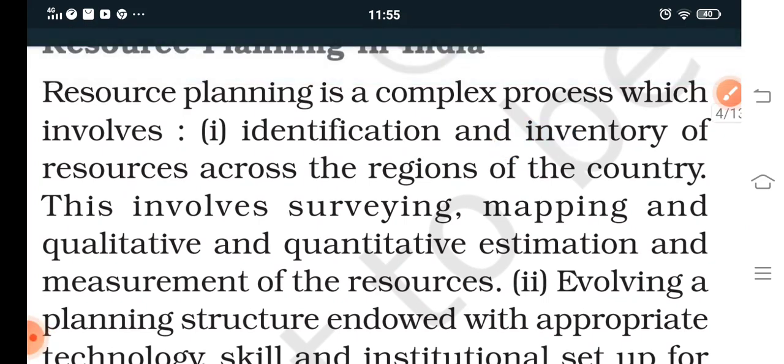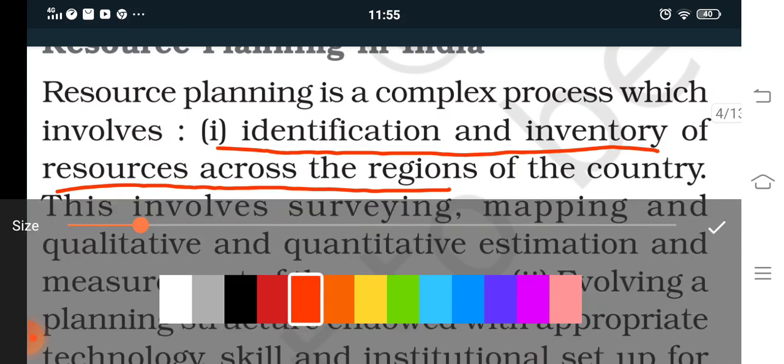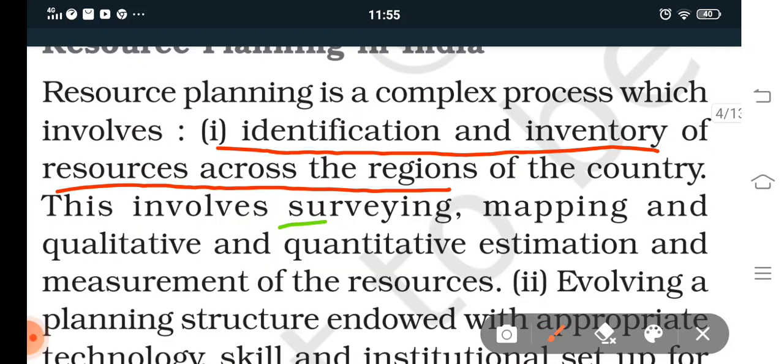Now let's see how it is done. It has three major steps. Number one, identification and inventory of resources across regions. First, you have to identify the resources, you have to take an inventory of the resources. How will you do so? Through surveying, mapping, and estimations, measurements.